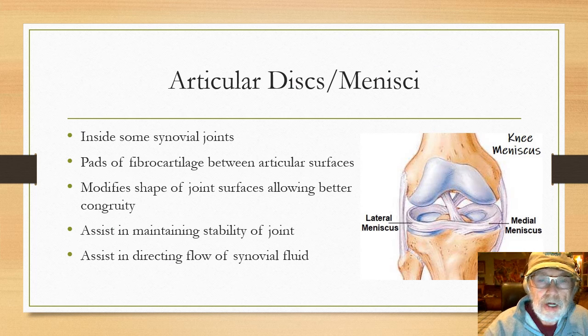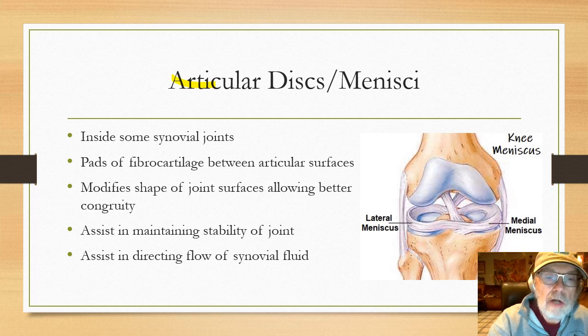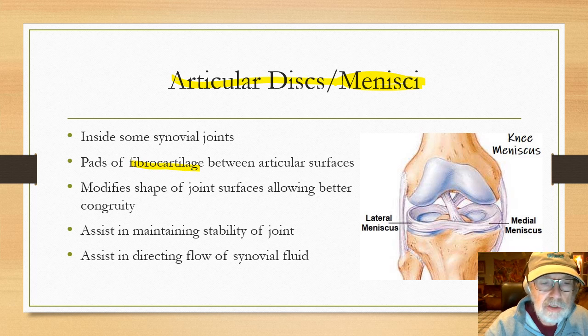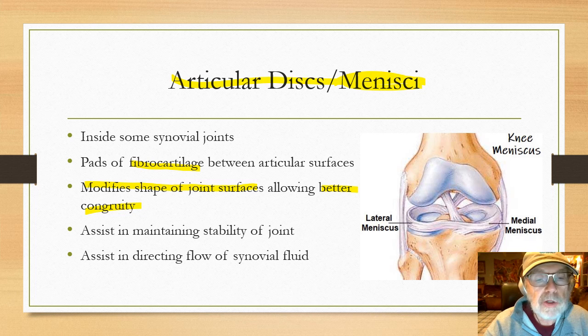Okay. This is a word that comes up in our vocabulary a lot: articular disc or menisci, a meniscus. Inside some synovial joints, we actually have a different type of cartilage, a fibrocartilage, between the articular surfaces. The purpose of this meniscus is that it modifies the joint surface shape to allow a better congruity. It fits better, and therefore it provides stability of the joint and also helps to direct the flow of synovial fluid.